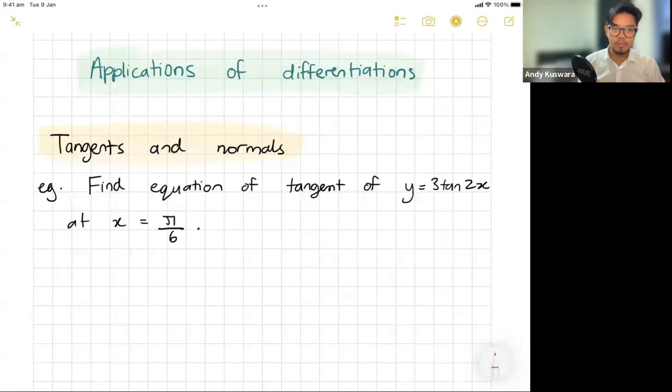Now, today we're going to go through a little bit of stuff that you guys have done before, but never with trig functions and trig derivatives. This topic is called the applications of differentiation. So we're looking at things like tangents and normals, and then also another application of differentiation, curve sketching. And so we'll get to that.